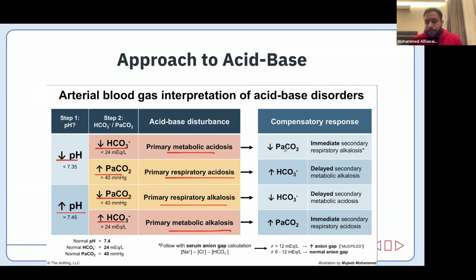What do you need to do next? You need to see whether this patient is compensating properly for the acid-base defect that they have. So in metabolic acidosis, you'll have high acid or low bicarb. If you think about it realistically, in your lungs, will you ventilate more or less?